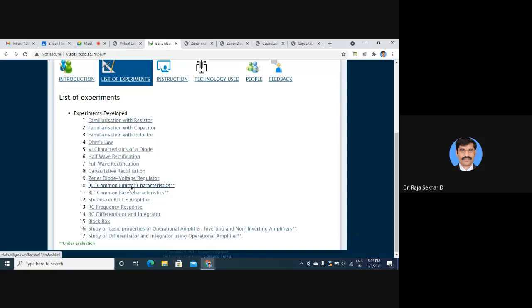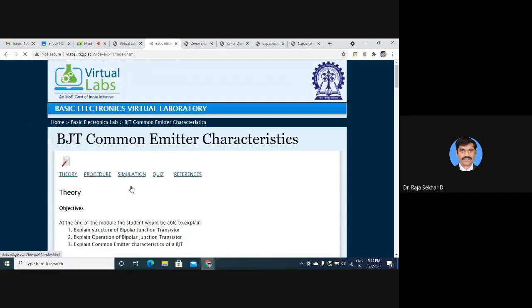Are you getting this one, ma? Yes, dear students? Yes, sir. Yesterday, I gave you a total of 9 experiments, but here I have split the 9th experiment, that is the CE configuration, into 2 experiments. One experiment is input characteristics and the second one is output characteristics. Now we'll see that.